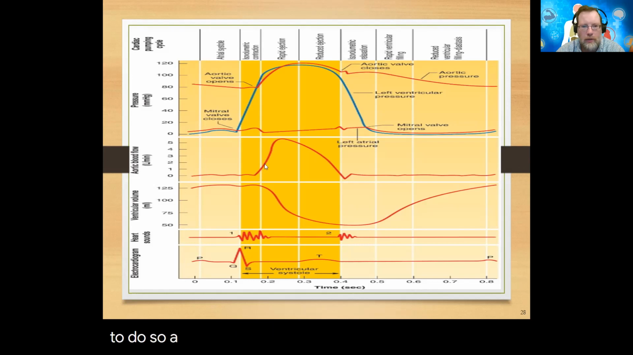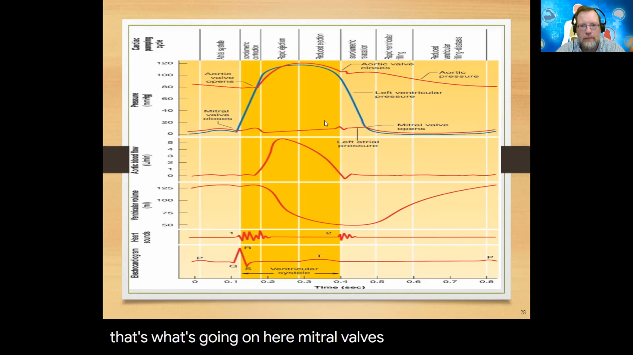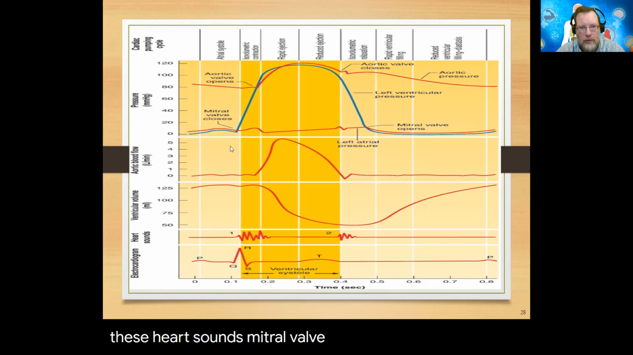So aortic blood flow. So how much blood's in the aorta? Well, as we eject blood from the left ventricle, we should see this go up. And then blood pressure. Mitral valve closes. That's what's going on here. Mitral valve closing. Mitral valve opening back up. Aortic valve closing. Okay, so you can see these heart sounds. Mitral valve closing, aortic valve opening.